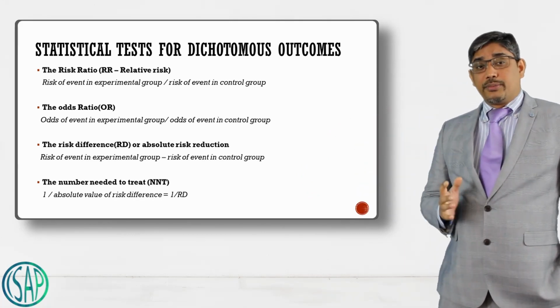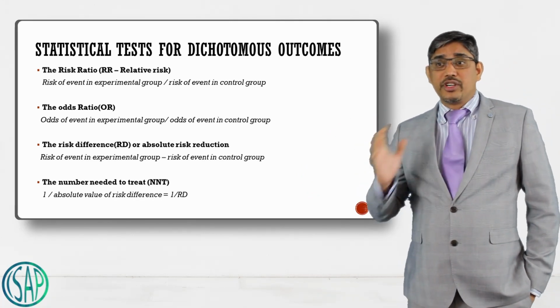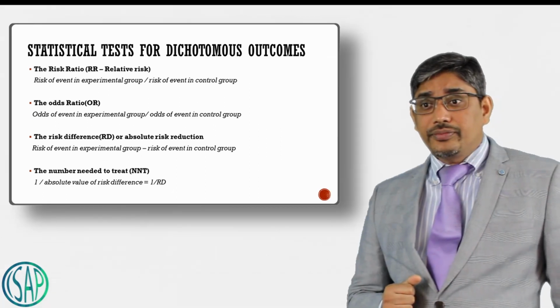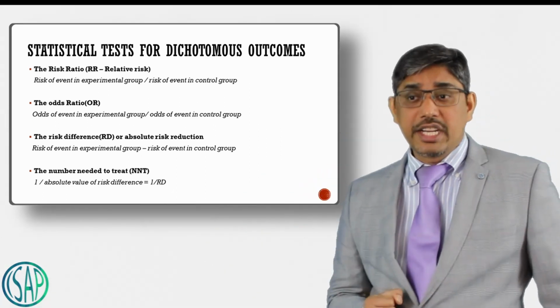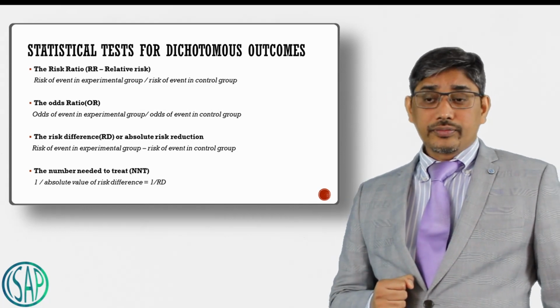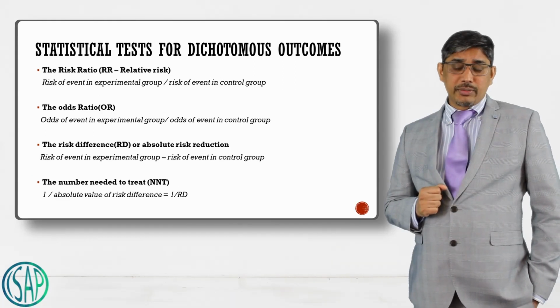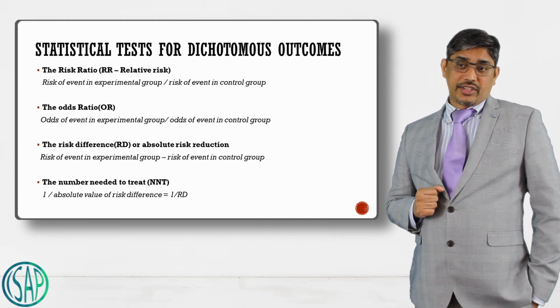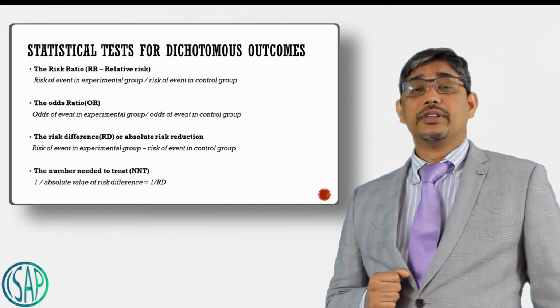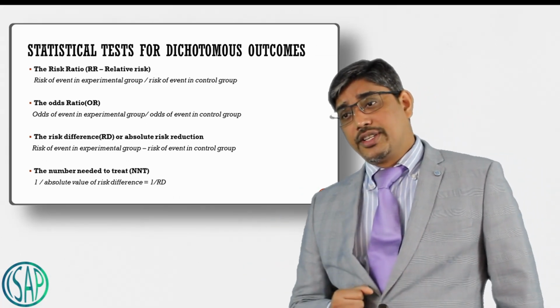Then comes the concept of risk difference or absolute risk reduction. It is nothing but the risk of event in the experimental group. If you subtract the risk of event in the control group from the risk of event happening in the experimental group, you get the risk reduction, or absolute risk reduction, or risk difference. Why is risk difference so important?